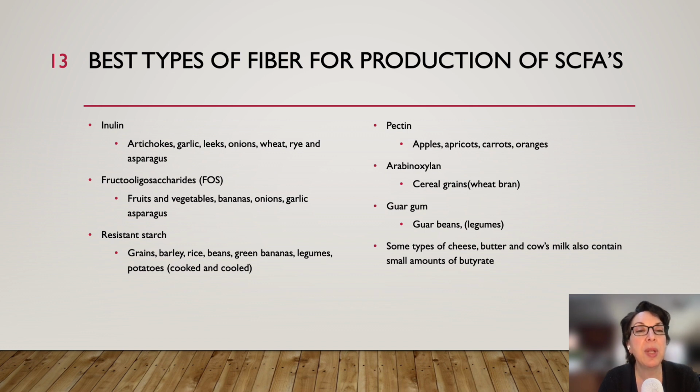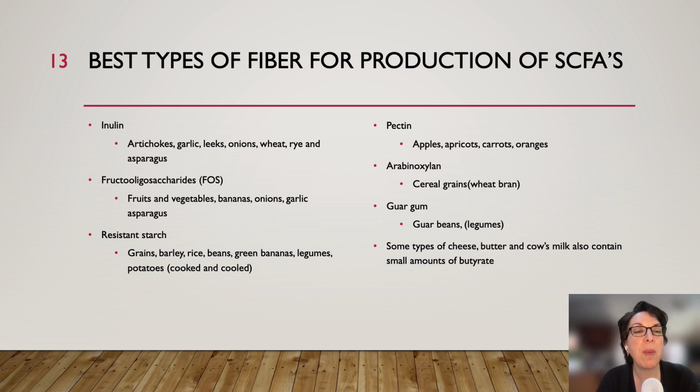So you can see the best types of fiber for the production of short chain fatty acids includes inulin, which you can get from artichokes, garlic, leeks, onions, wheat, rye, and asparagus. The garlic, leeks, and onions are allium. That's the allium family, and those are very useful. You can just cook with those very easily. Fructooligosaccharides, or FOS, which are in fruits and vegetables, bananas, again, the allium, onions, garlic, and asparagus.